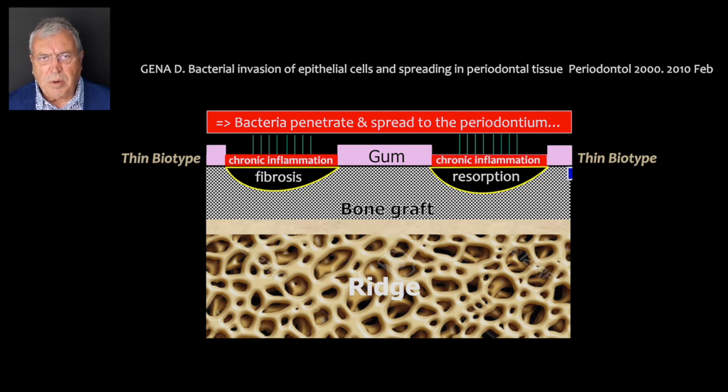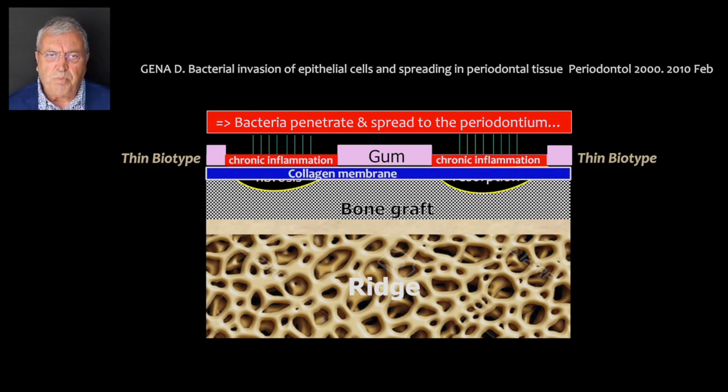A collagen membrane is recommended to be placed on the graft. What is the real function of the collagen? The function of the collagen is not to avoid the penetration of the cells from the flap, from the soft tissue. This is not the biologic mechanism. The cells from the flap can't move into the bone.